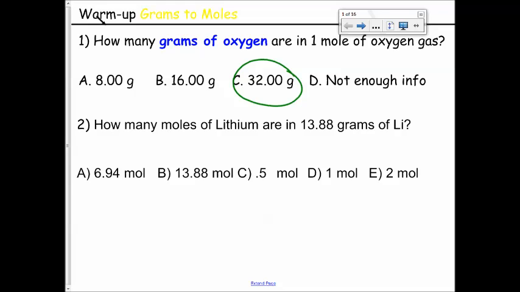You look at your desk or you look at your green sheet and you see lithium has a mass of 6.94 grams. And that is per 1 mole of lithium. Okay, your grams of lithium cancel out, and you are left with moles of lithium, and you should get an answer equal to 2 moles. 2 moles is your answer for that one.